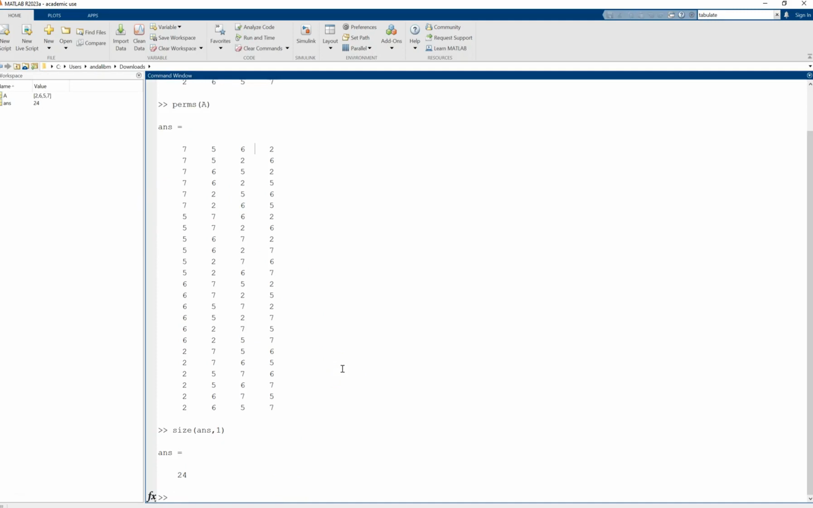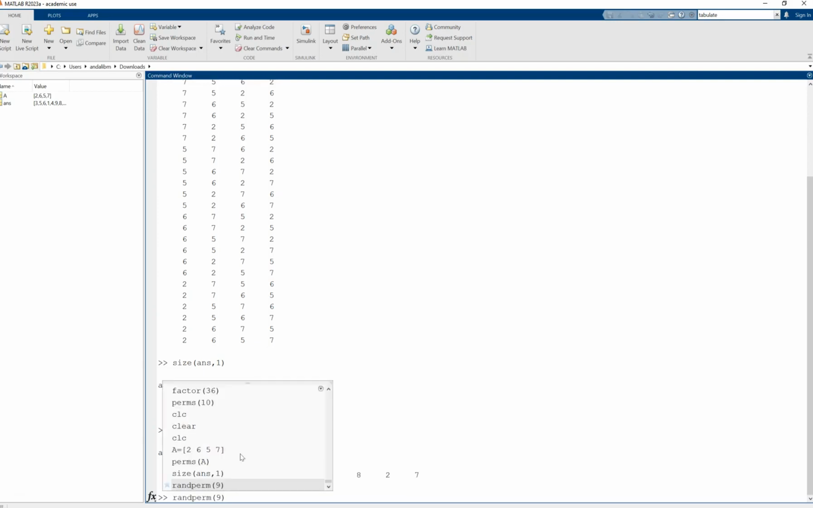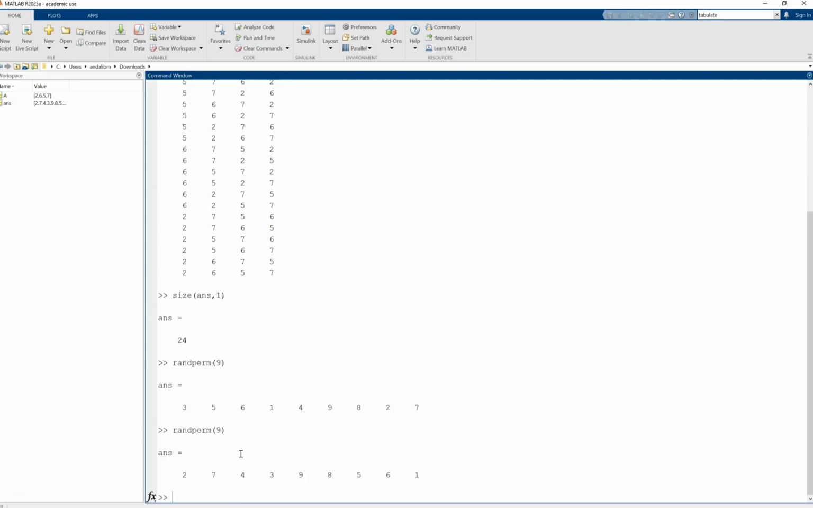Another command that is related to permutation is the command randperm. This is going to generate a bunch of integer numbers for you between 1 and n. If you just pass it a single number n, like 9, look, it creates a permuted version of the numbers between 1 and 9 in a random manner. So if you have numbers 1 to 9 and shuffle them randomly, this is the result. And if you do it again, the result is going to be different.